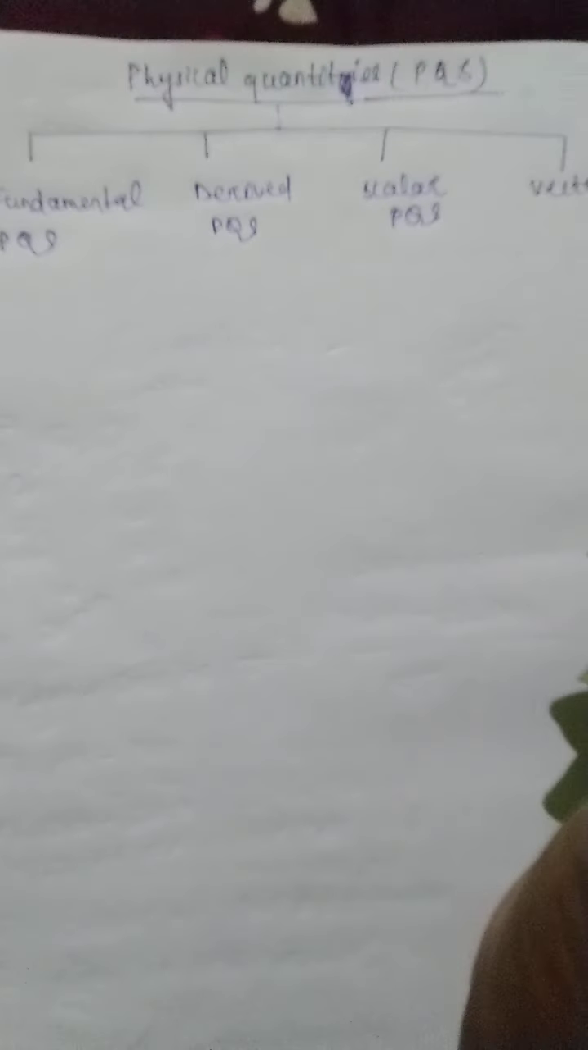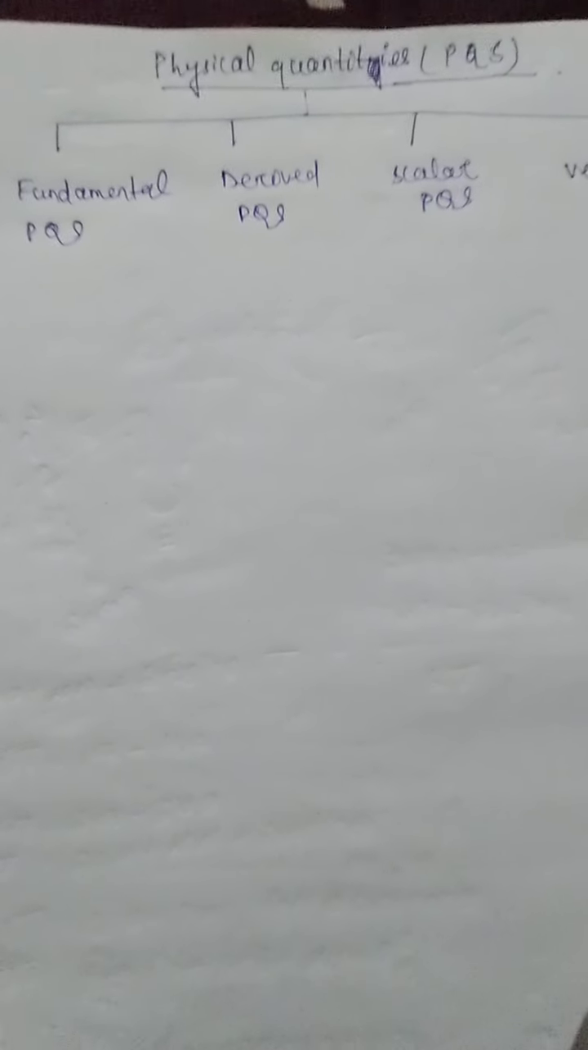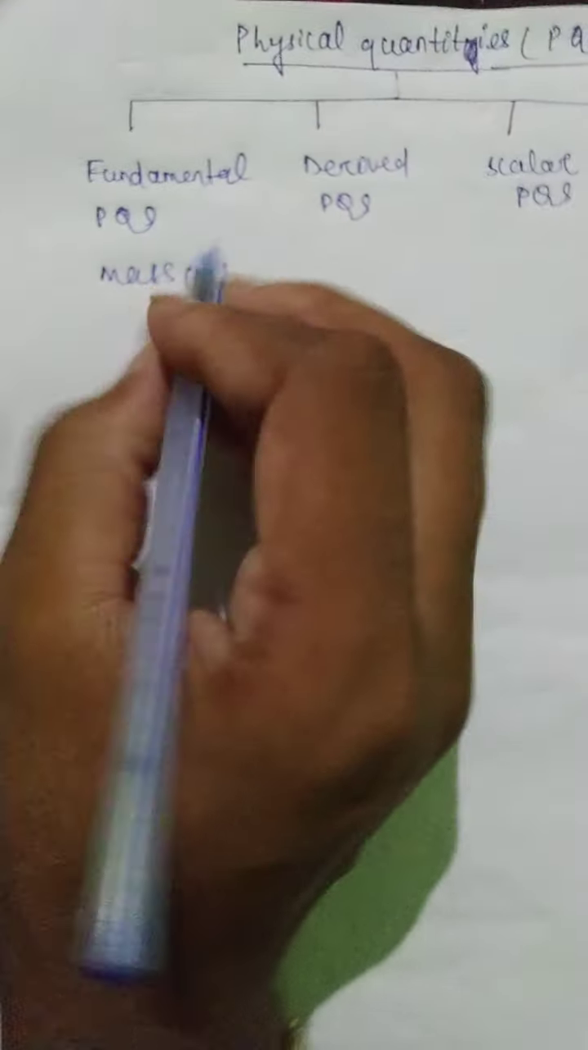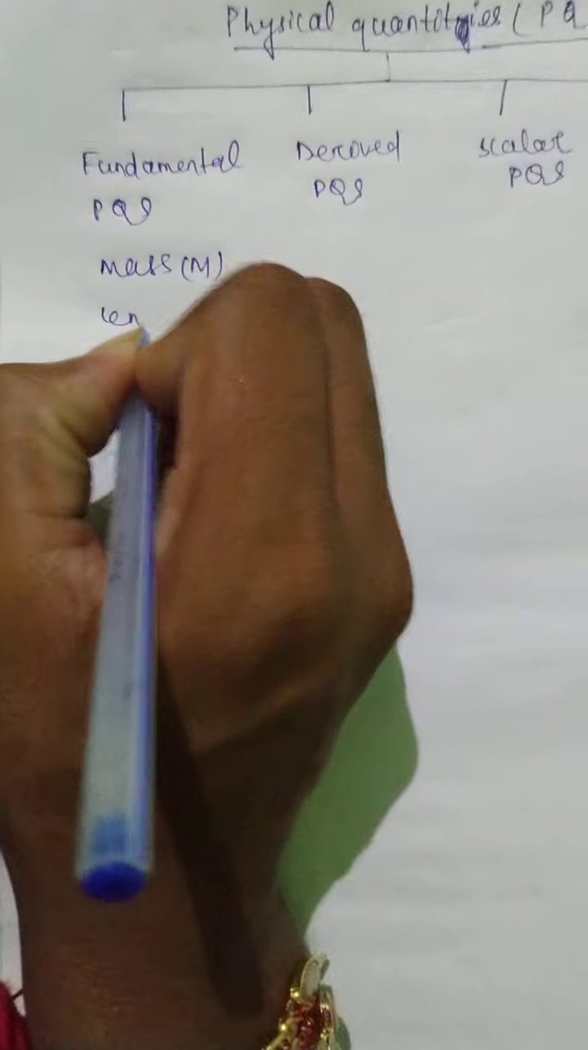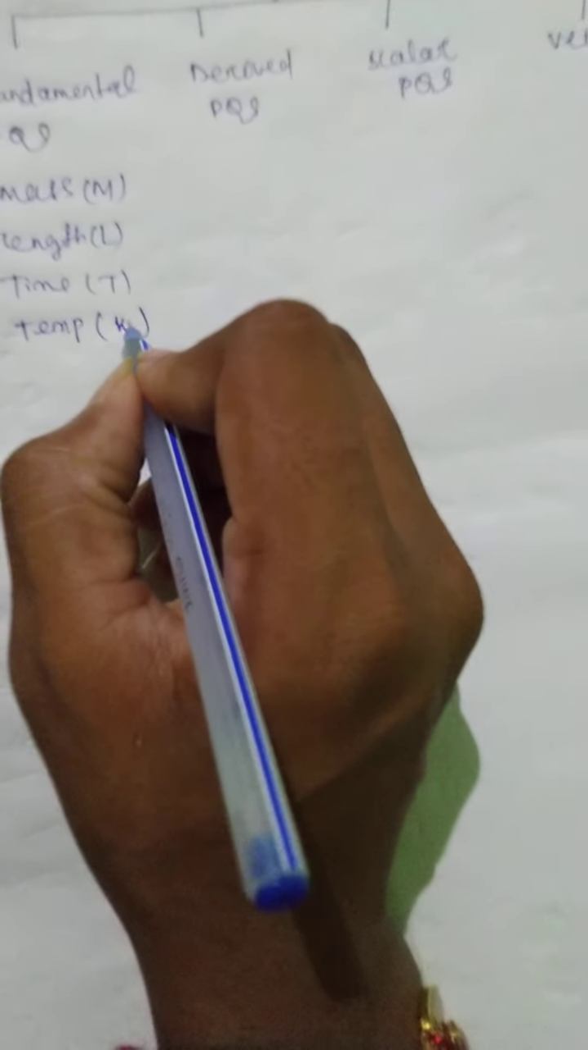First is the fundamental physical quantity. That means it is based only on the fundamentals: mass, symbol m; length, l; time, symbol T; and temperature, K. Temperature is K, that is Kelvin. Okay. Then derived physical quantity.